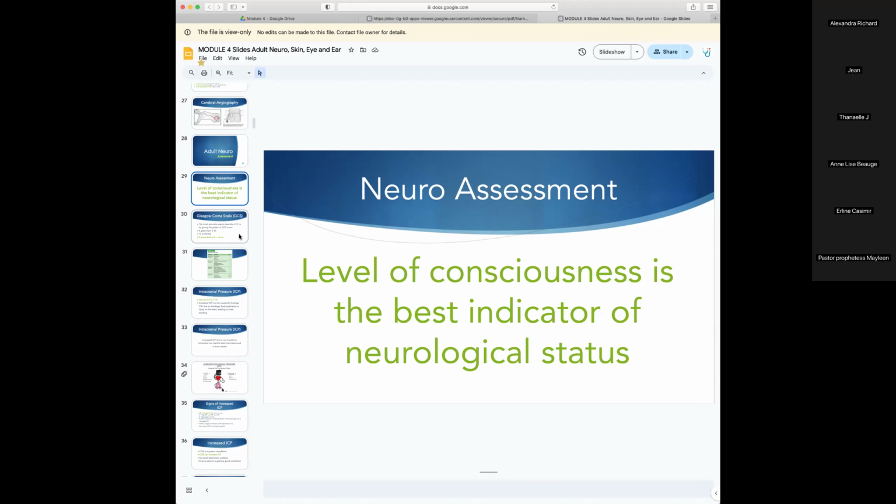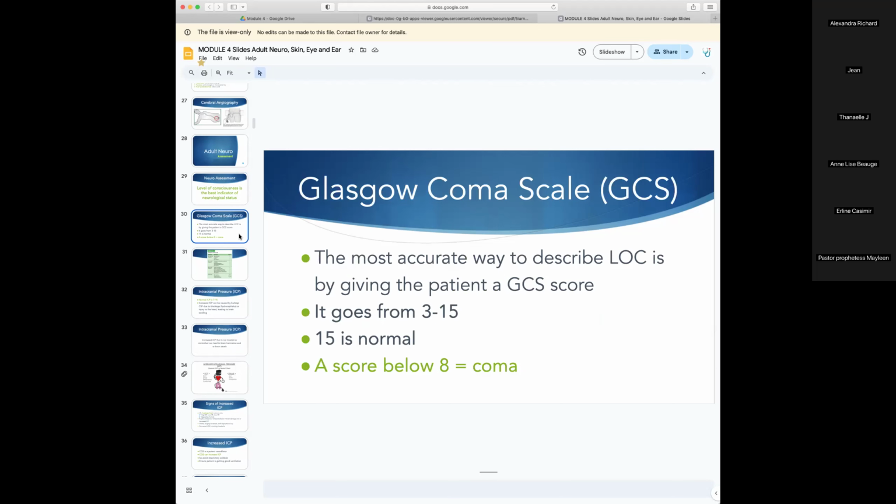When I was in nursing school, like 13, 14 years ago, we used to use words like alert, drowsy, lethargic, obtunded, stuporous, and comatose. But then nobody knew the difference between obtunded and stuporous, right? And somebody could say, oh, you're drowsy, and somebody say you're lethargic. It was just too much room for miscommunication. So we started using this thing called the Glasgow Coma Scale, the GCS.